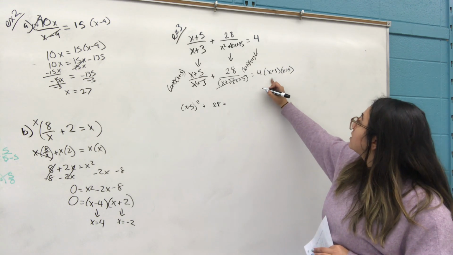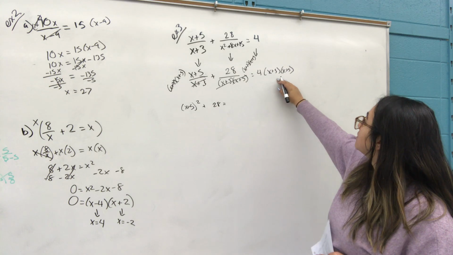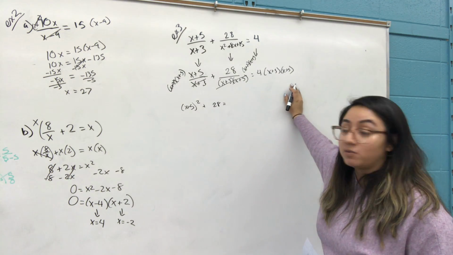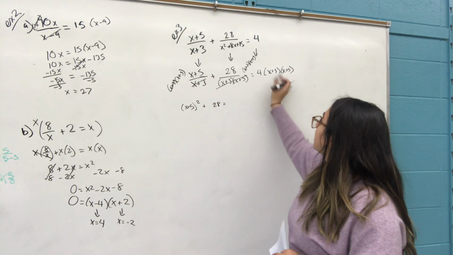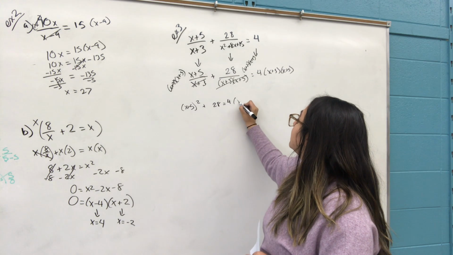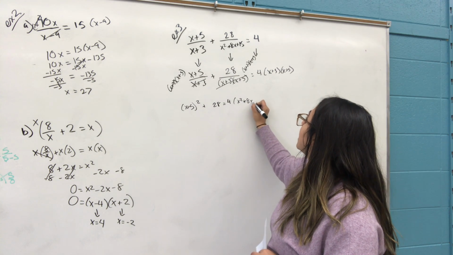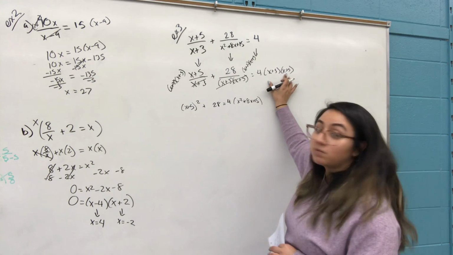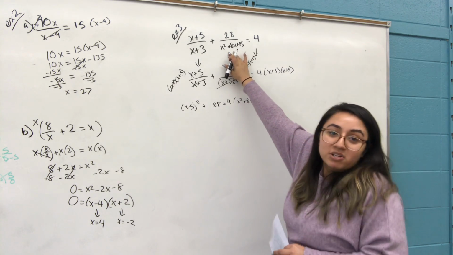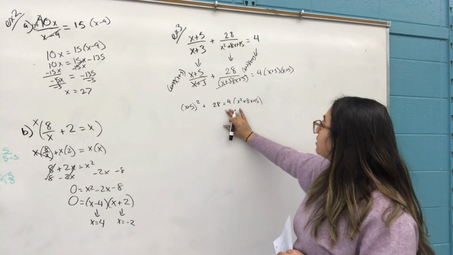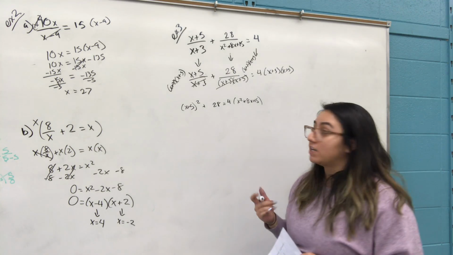Here, I have 4 times x plus 3 times x plus 5. I can go ahead and multiply it out. I already know that these two factors, when I undo it, give x squared plus 8x plus 15, because this is what I got from factoring. So I don't have to do that much work. So I'm going to have 4 times whatever that is equal to.